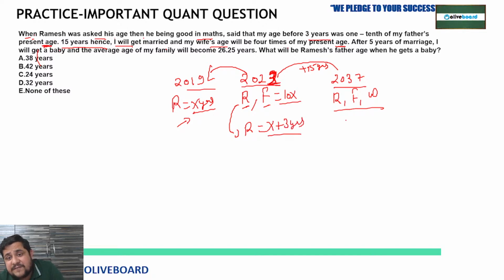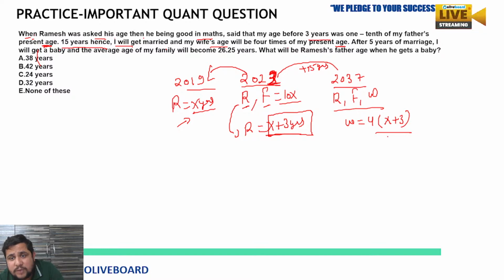So his wife's age after 15 years is what? 4 times of his present age. So 4 multiply X plus 3. This would be the age of his wife in 2037. Just look at the question. It is not tough. We just have to be careful about the data, how we are reading this, our right approach, how you are capturing each and every data.